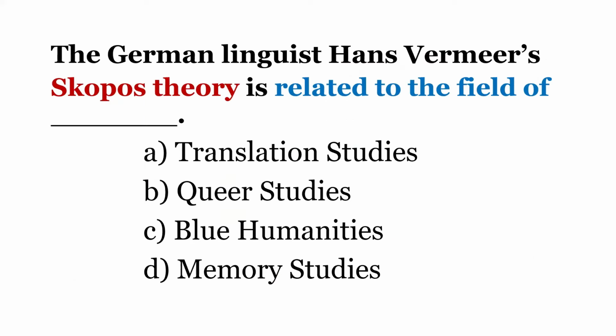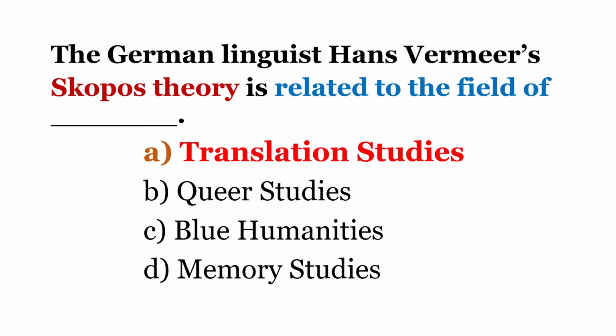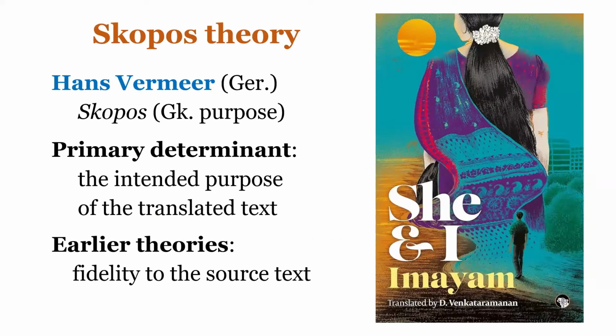The German linguist Hans Vermeer, his Skopos theory, is related to the field of what? Option A, translation studies. B, queer studies. C, blue humanities. D, memory studies. Answer A, translation studies. The word Skopos comes from a Greek word which means purpose. So Hans Vermeer, the German linguist, says the primary focus of any translated work is to reach out to the target audience. In the sense, what is the intended purpose of the translated text?